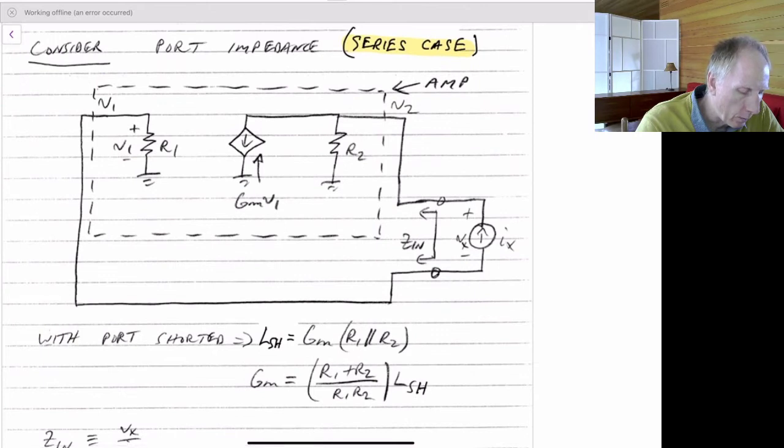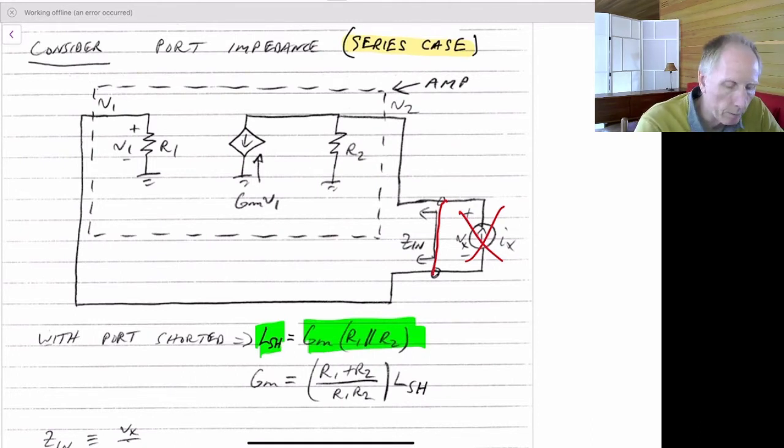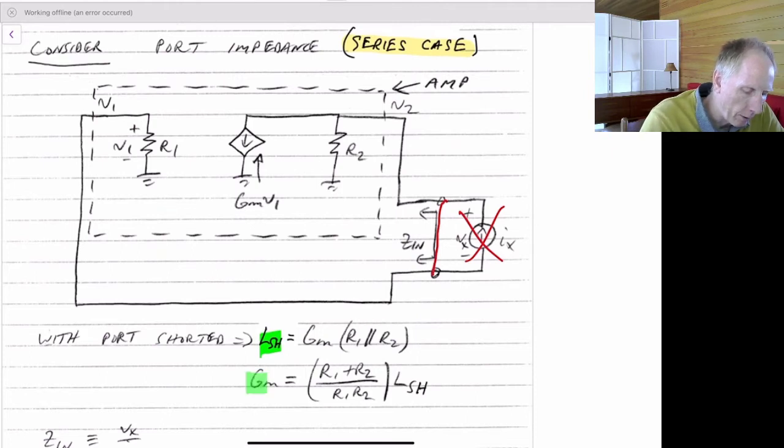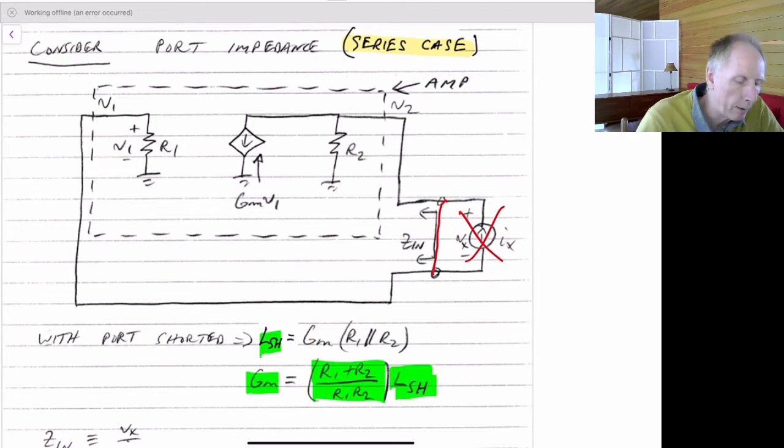So in this case now, we'll define the loop gain when the port is shorted. So when these two are connected together, I'm ignoring anything that we've gotten to the right-hand side here, our loop gain then will be the same as the loop gain was in the previous case. It'll just be GM times R1 in parallel with R2, because we'll have the same circuit. And then as before, GM will be equal to R1 plus R2 divided by R1 times R2 times the loop gain when the port is shorted.